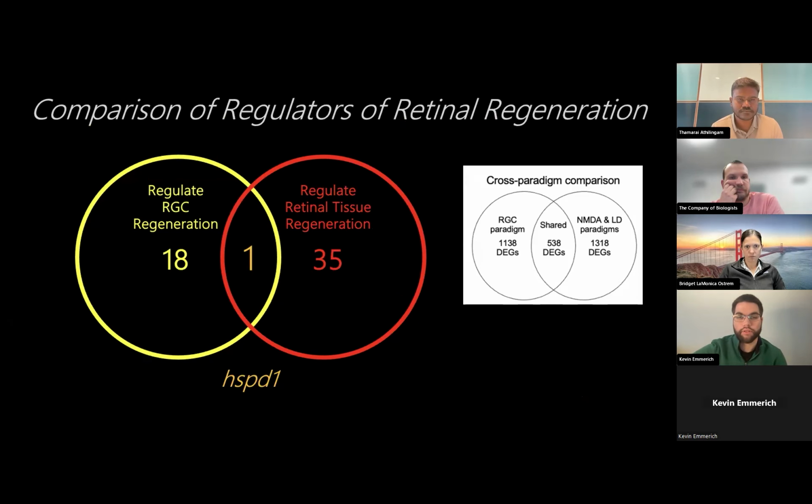And I want to focus now on a similar plot to what I showed before, which is that of genes that were known to regulate retinal tissue regeneration, there was 36, and we had 18 hits in my screen. There's only one gene that overlaps between these two groups that had the same effect as being pro-regenerative in both the RGC context and in the tissue regenerative genes that were known.